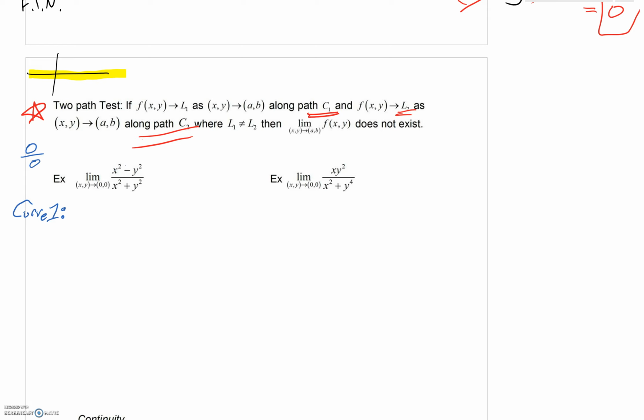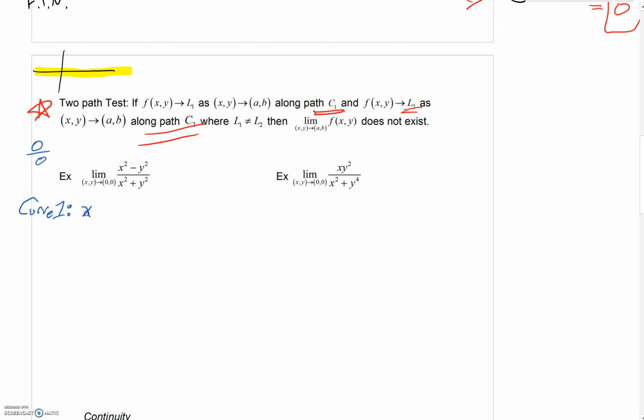We certainly could do some factoring. Unfortunately, the factoring just won't help. You won't be able to cancel things out, sadly. But let's just say curve 1, we're going to approach on the x-axis, and that's kind of like what we see up on the top here. The x-axis is the line y equals 0. Okay, we're going to have y equals 0.